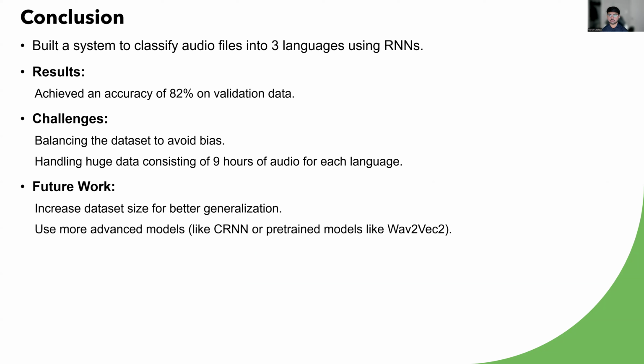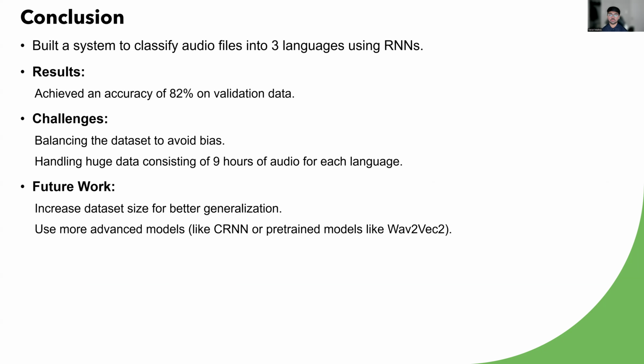Some challenges which I faced while doing this project were balancing the dataset to avoid bias. As I told, initially the number of training hours present was not equal for all the languages, so I had to figure out a way to get the durations balanced and get everything into 9 hours. Also, the initial dataset was huge, because I had around 21 hours for German, around 15 hours for English, and around 9 hours for French. Combining the three, it was a pretty large dataset, so I had to handle that as well.